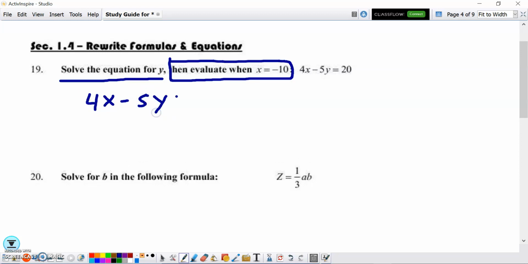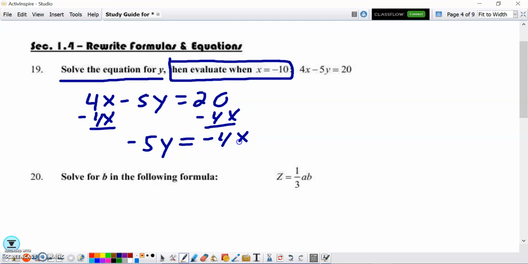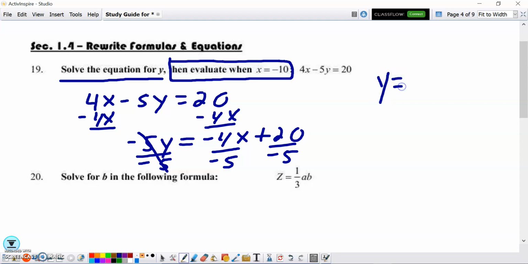So if we want to get the y by itself, first thing we're going to do is move the 4x. So we need to subtract 4x from both sides. Okay, and then the last step, I'm going to divide everything by -5. Okay, when I'm done, I'm left with just the y equals.